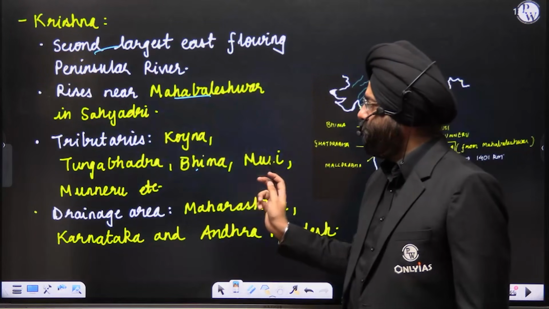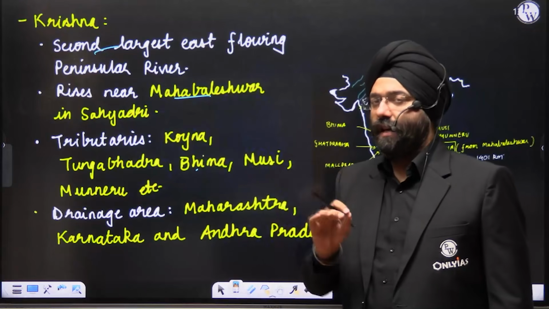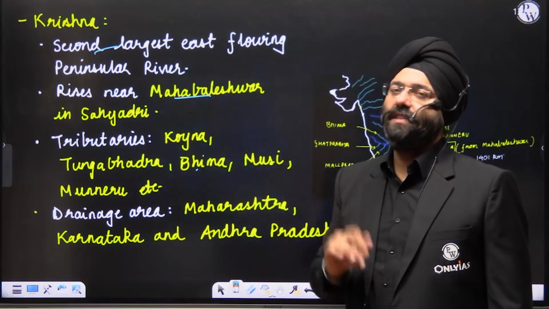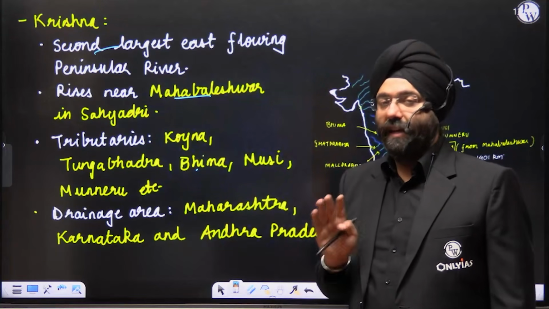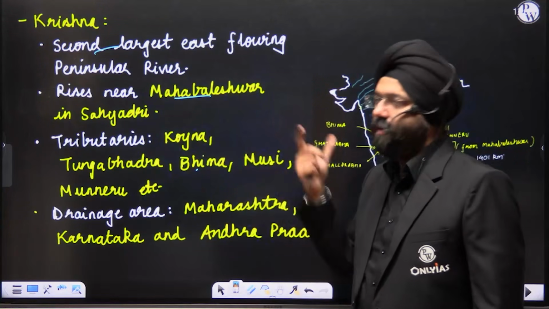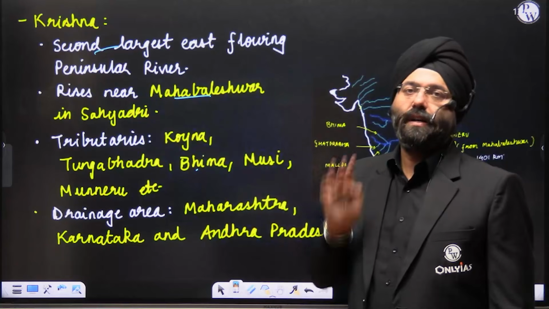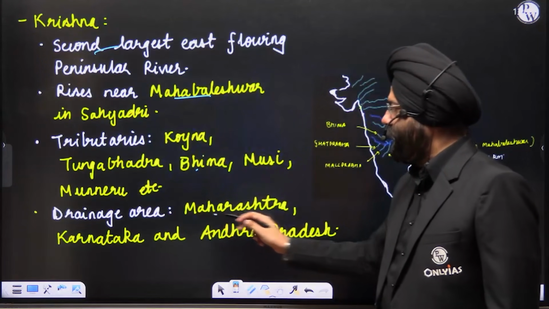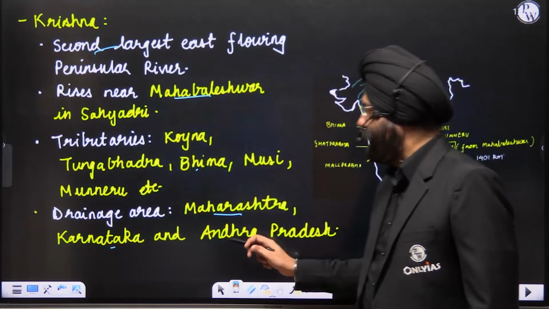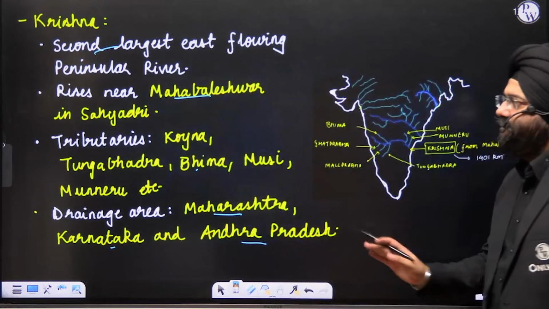Remember, questions on Musi and Muneru have been asked as one of the statements in previous year questions. If somebody had studied them, you would have got the complete question right, otherwise wrong. So every single word that I've written or map that I've drawn becomes important for your preparation. Drainage area: Maharashtra, Karnataka and Andhra Pradesh. So we have done with the Krishna river.